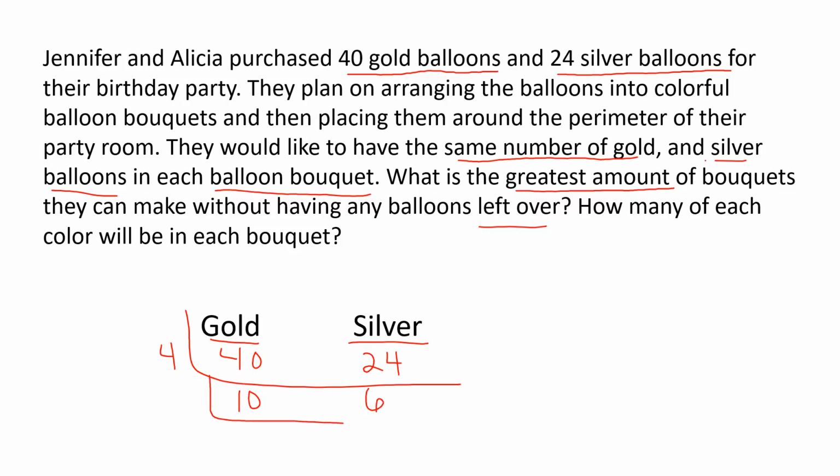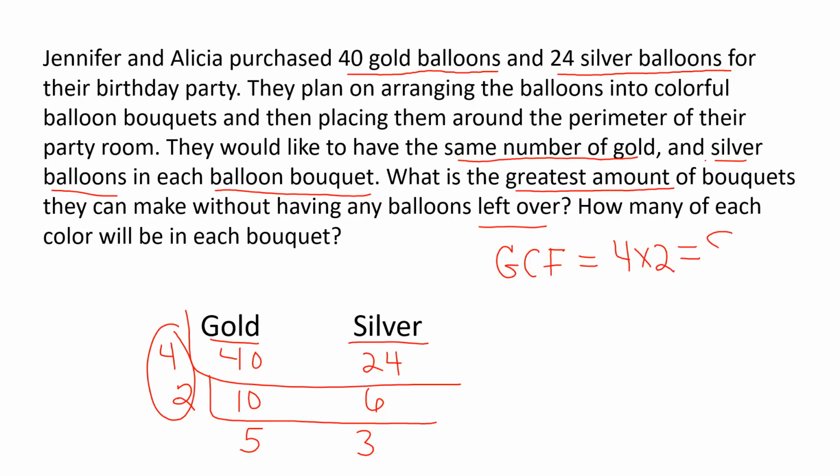Draw another layer because 10 and 6 have a common factor of 2. 2 will go into 10 5 times, and 2 will fit into 6 3 times. 5 and 3. When I think about the factors of 5 and 3, the only common factor they have is 1, so I do not draw an additional layer. The GCF is on the left, so I have 2 numbers on the left, so I would take the 4 and multiply it by the 2. So the GCF equals 4 times 2, which is 8.